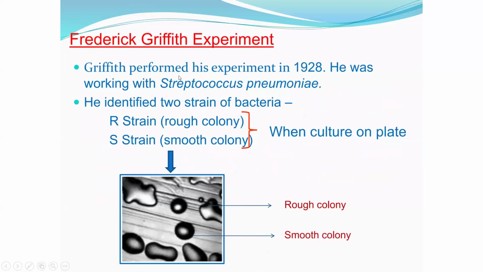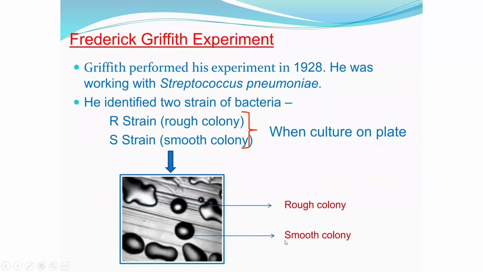So here are some experiments which were conducted to show DNA as a genetic material. The first one is the Frederick Griffith experiment. Griffith performed his experiments in 1928, and he was working with Streptococcus pneumoniae bacteria. He identified two strains of bacteria, the R strain, that is the rough colony, and the S strain.